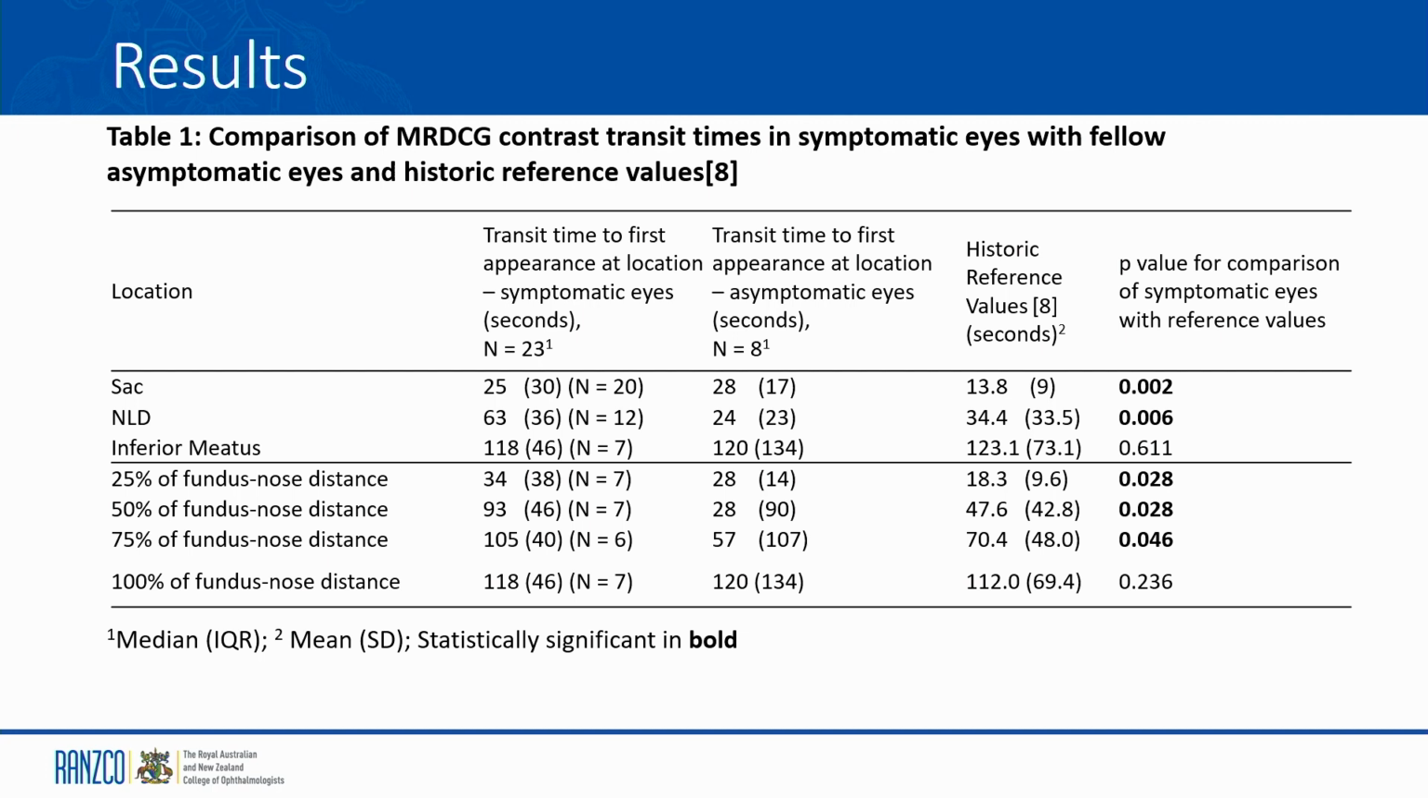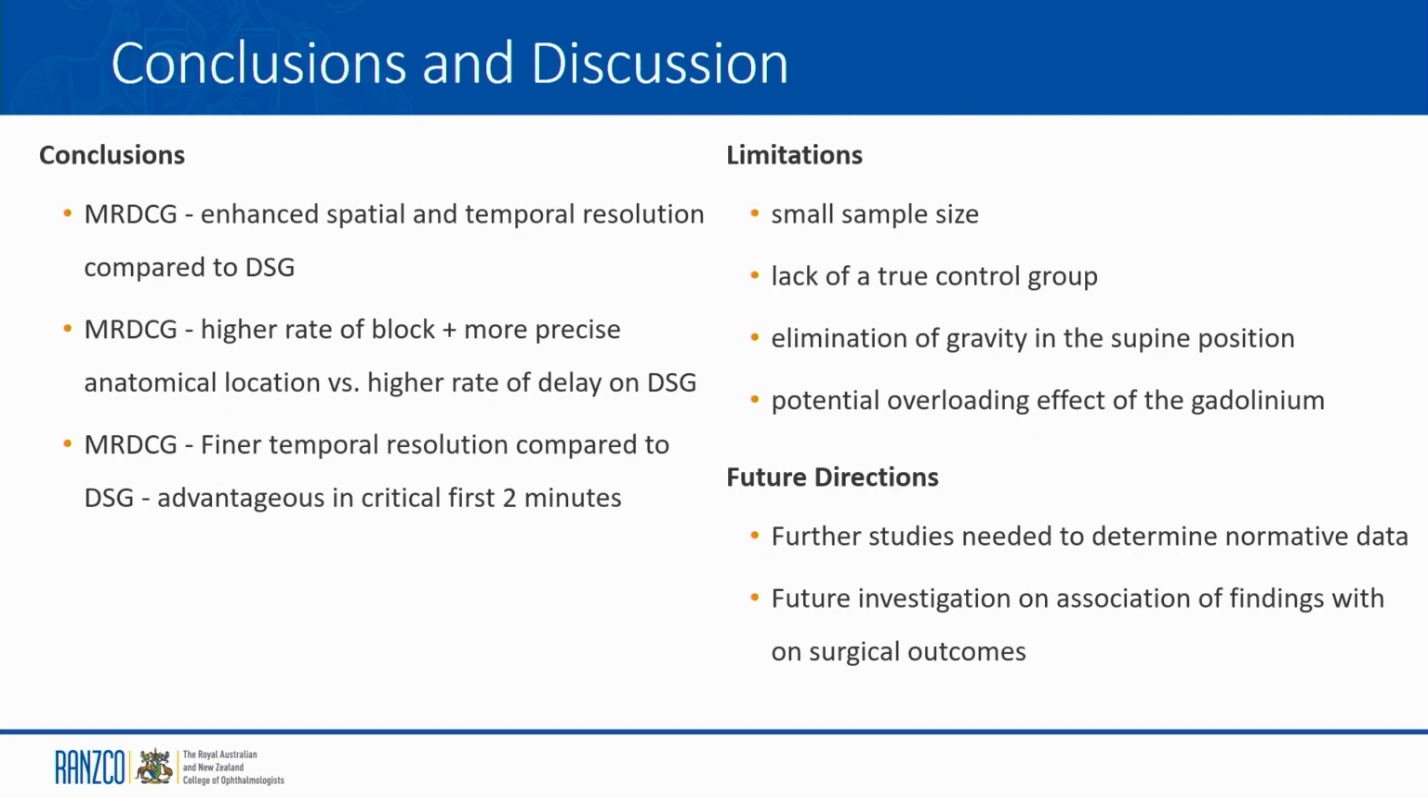In conclusion, MRDCG provides enhanced spatial and temporal resolution of drainage abnormalities compared to DSG in the assessment of patent but dysfunctional lacrimal drainage. MRDCG showed a high rate of block and detail of the associated anatomical location of abnormalities compared to DSG. In addition, given the median contrast transit time to the inferior meatus was 118 seconds, the final temporal resolution of MRDCG is better placed to detect abnormalities of tear clearance.